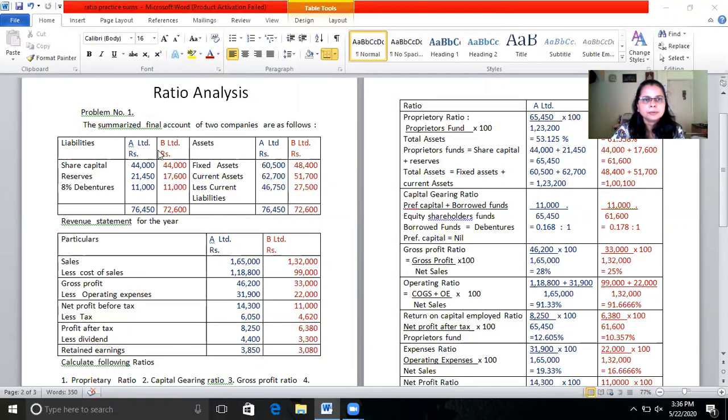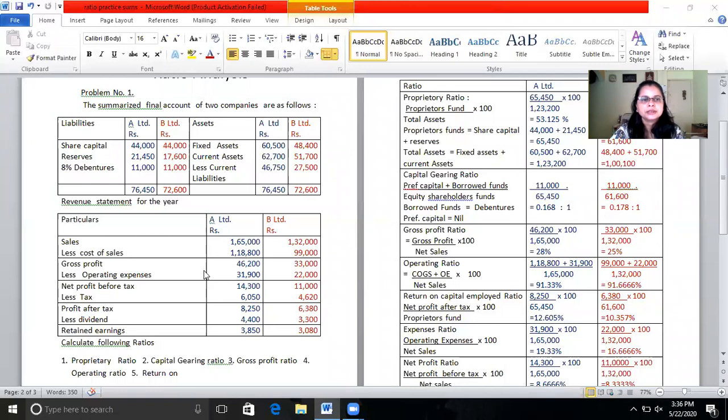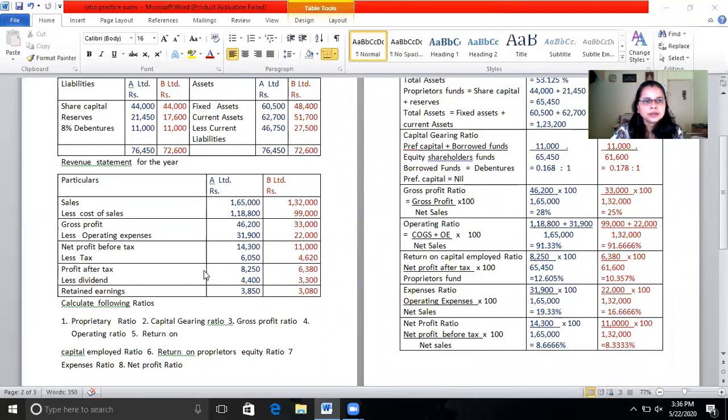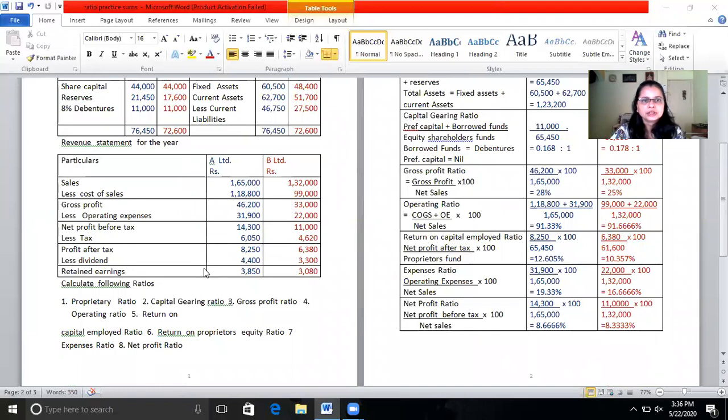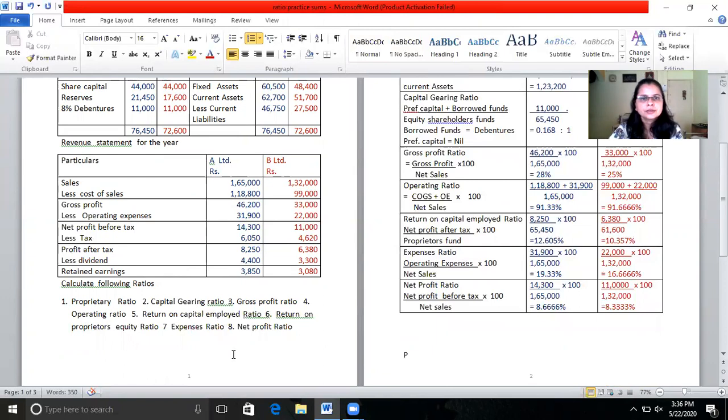It is a simple problem, but we have to calculate the ratios for two companies, that is A Limited and B Limited. Here we have been given the balance sheet as well as the vertical income statement, that is the profit and loss account, of both the companies. And we have to calculate a total of 8 ratios: proprietary ratio, capital gearing ratio, gross profit ratio, operating ratio, return on capital employed ratio, return on proprietor's equity ratio, expenses ratio, and net profit ratio.